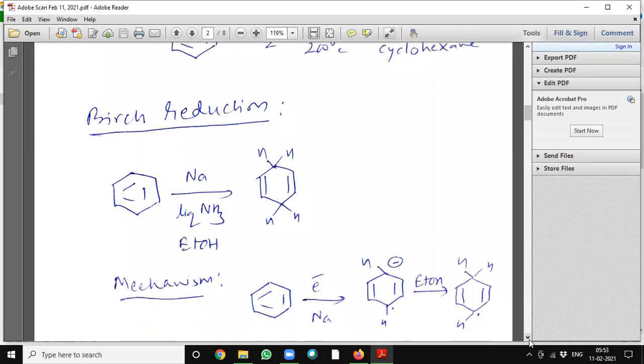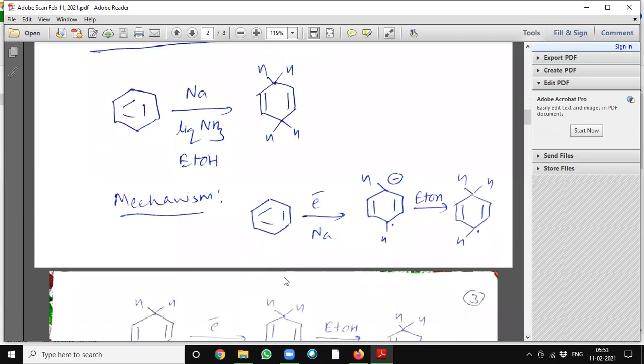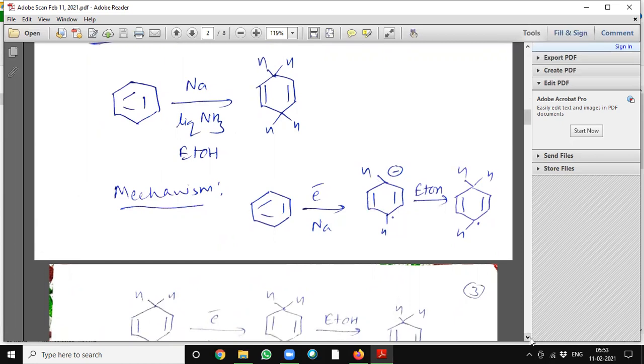Birch reduction. It is a very useful reaction. When benzene is reduced in presence of sodium in liquid ammonia and ethanol, it will give cyclohexadiene. Sorry, it is a cyclohexadiene. Mechanism: when sodium gives an electron to benzene, it will form this type of anion and radical form.